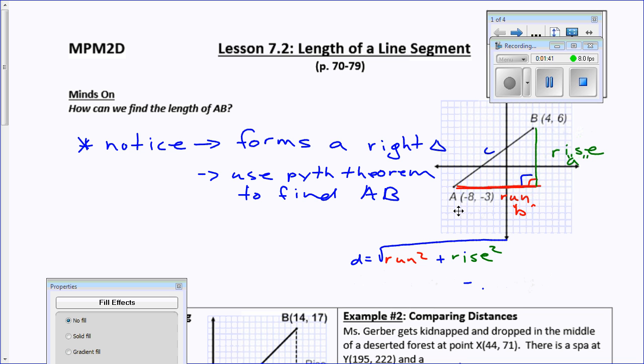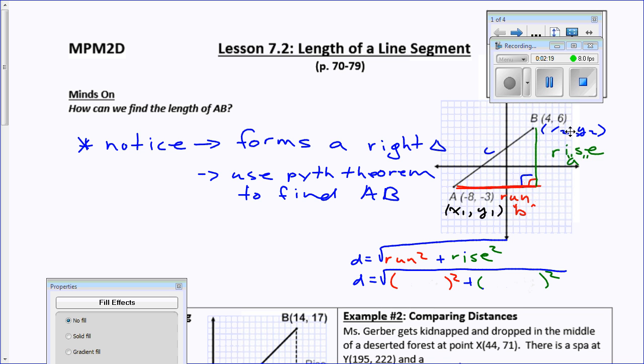Imagine that we have A being our first point, like x1, y1, like when we were finding slope, and B was x2, y2. What you would have here is this equation, d equals the square root of run squared plus rise squared, equaling this equation. Now you'll notice that I'm going to be replacing my run and my rise with the x's and y's from this equation here.